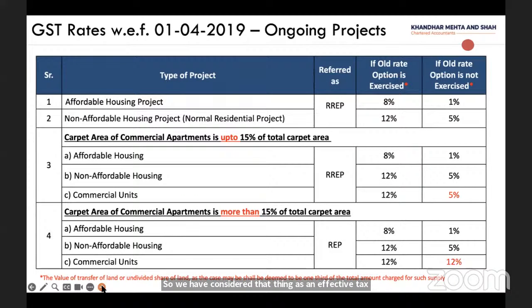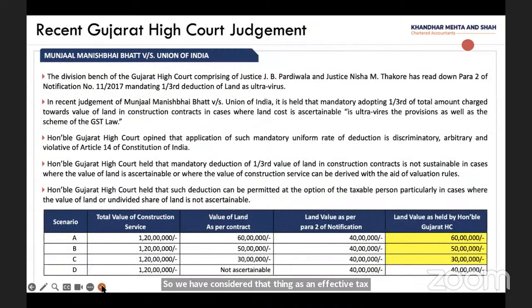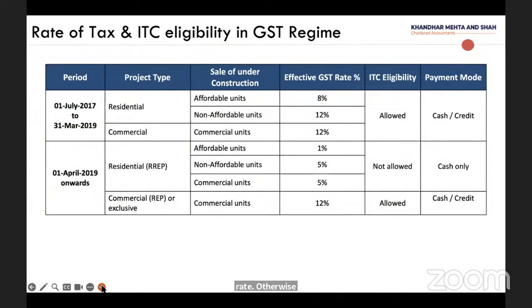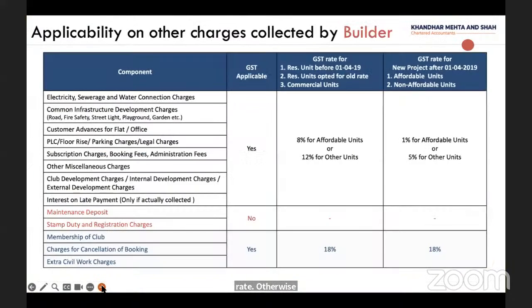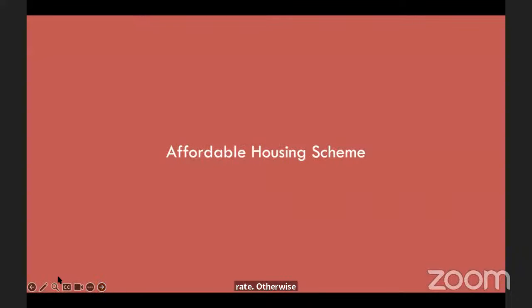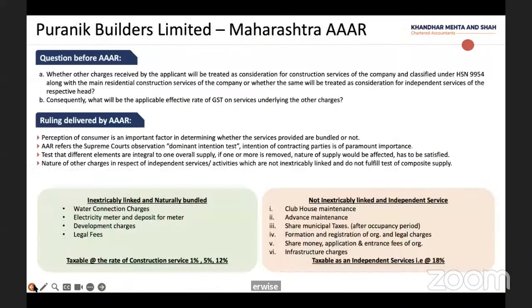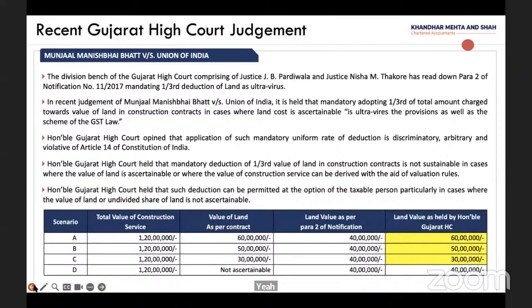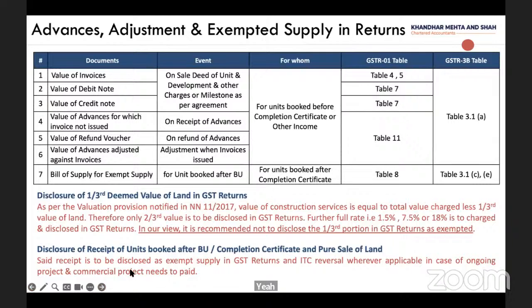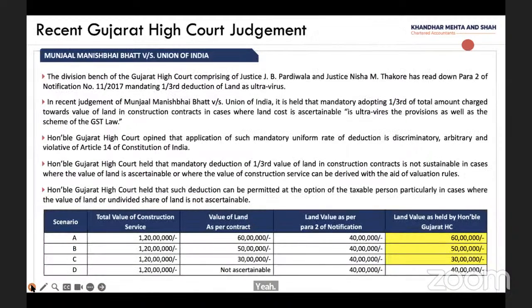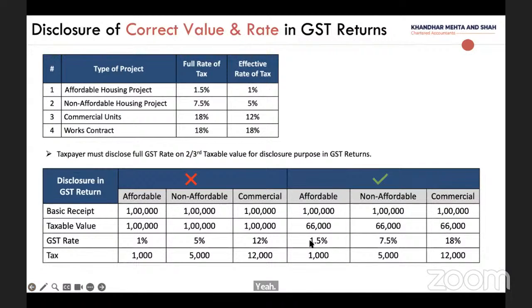Otherwise, the rates that are applicable as per the notification are: for affordable, it is 1.5%, and 1/3 is to be reduced from the value. Non-affordable, it is 7.5%, and 1/3 is to be reduced from the value.